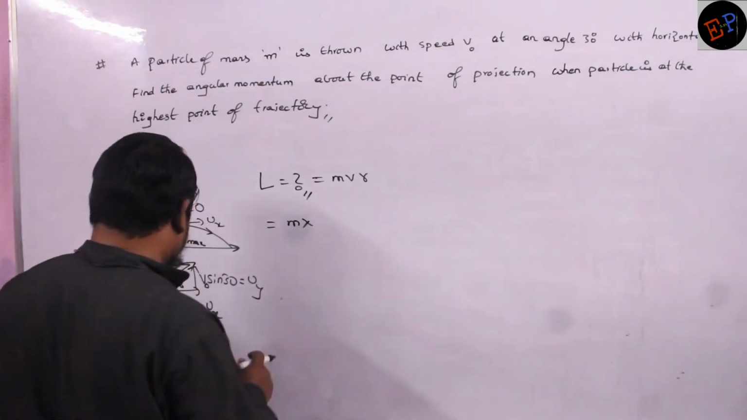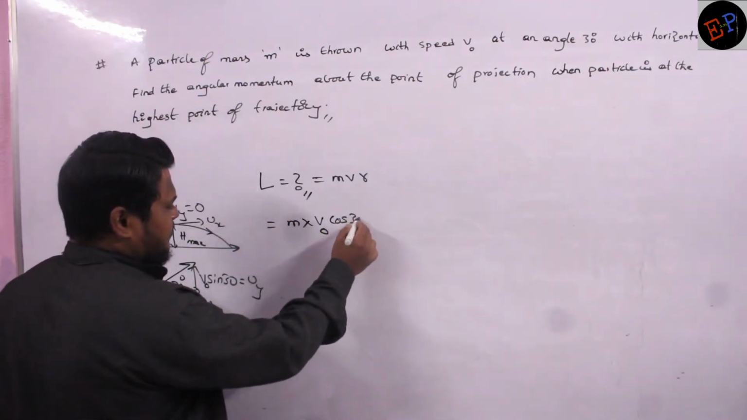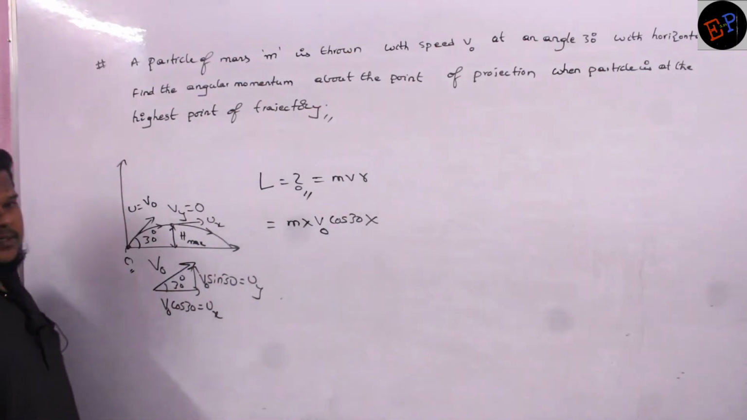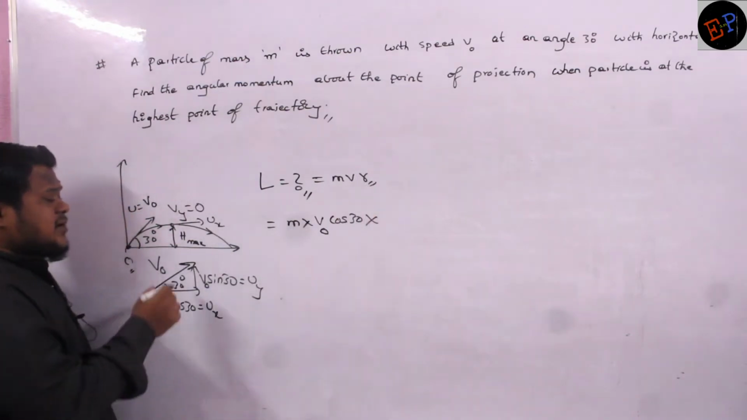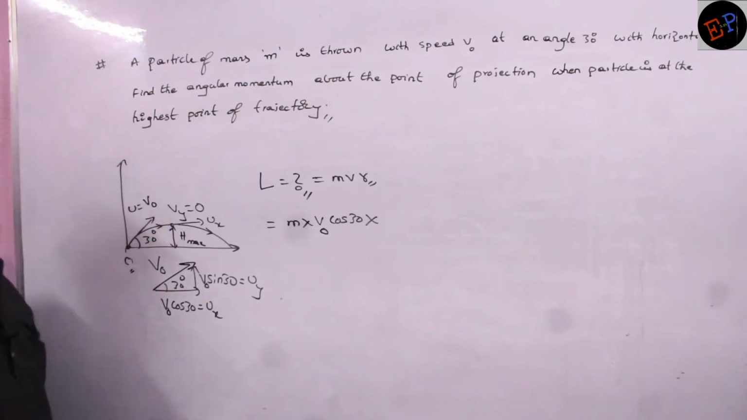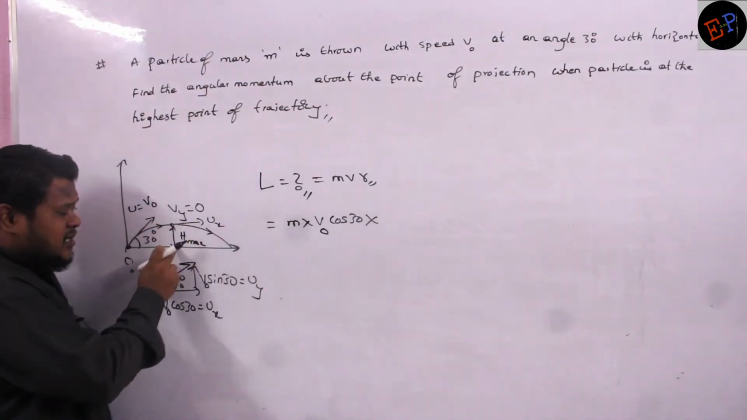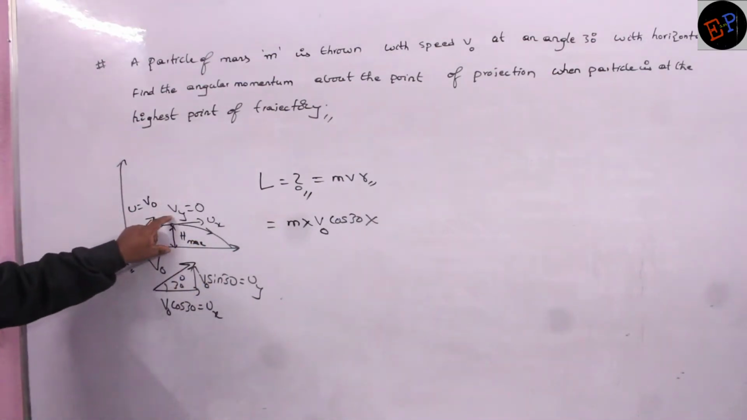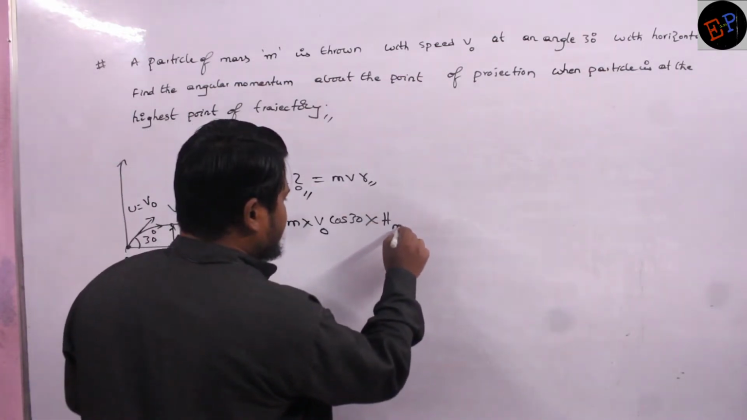Okay. So therefore, instead of velocity, what am I supposed to write? V naught cos 30 multiplied by r. Now what is meant by r here? R means what? Perpendicular distance to velocity from the axis of rotation. That's right. So perpendicular distance to the velocity from the axis of rotation is nothing but h max. H max is the perpendicular distance, no? So substitute h max, so multiplied by h max.